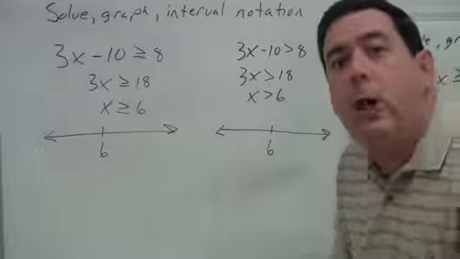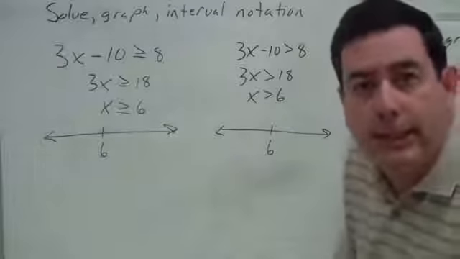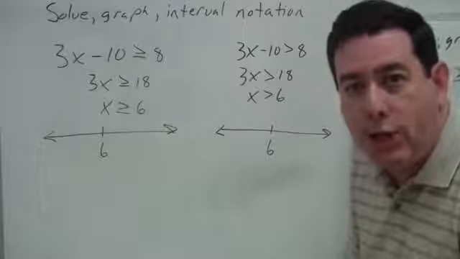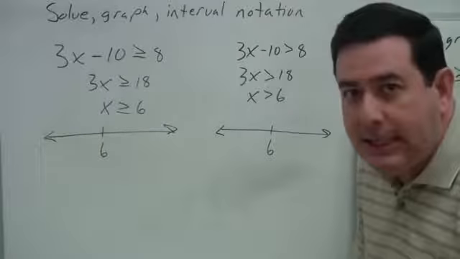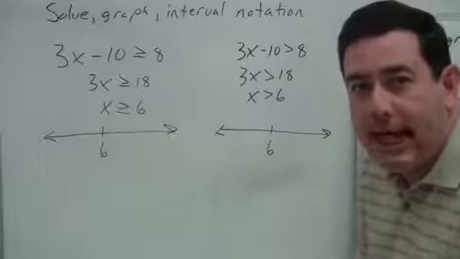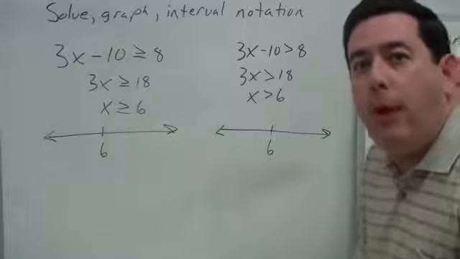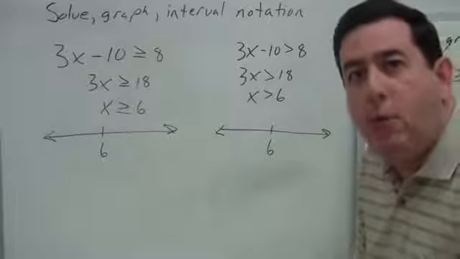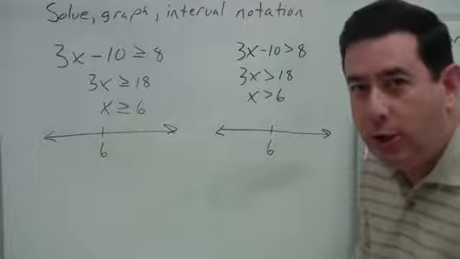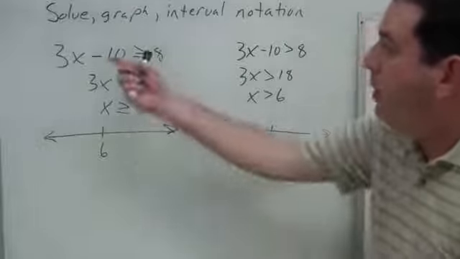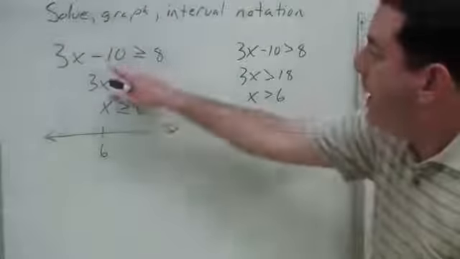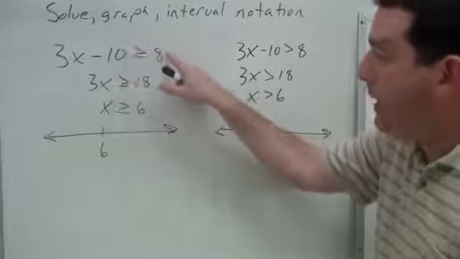For the most part, solving with inequalities works just the same way as solving an equation. We still want to isolate the variable on one side by itself. Where the difference will come will be in the ways that we can express our solution. For example, the one that is here, 3x minus 10 greater than or equal to 8.